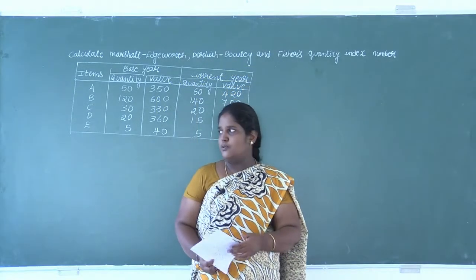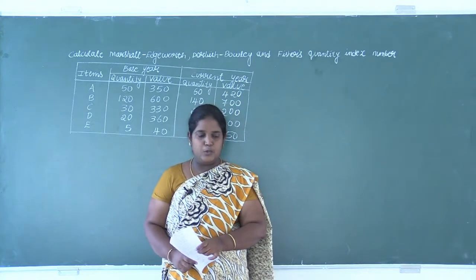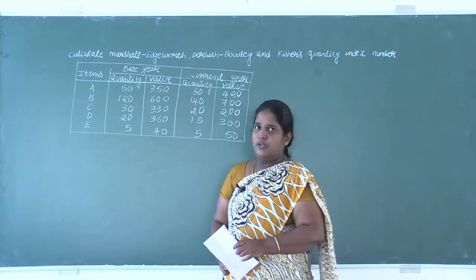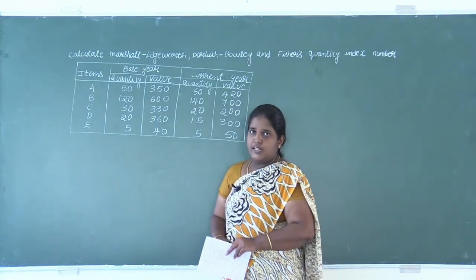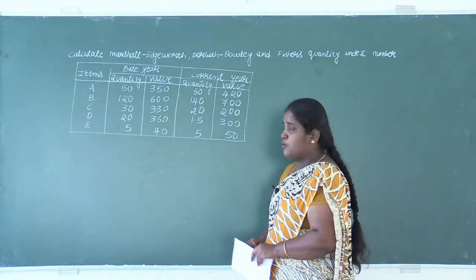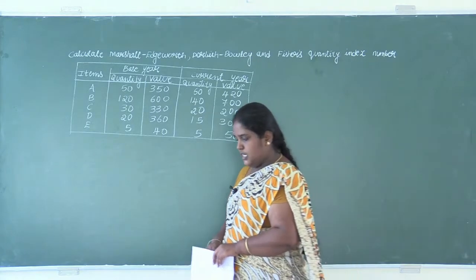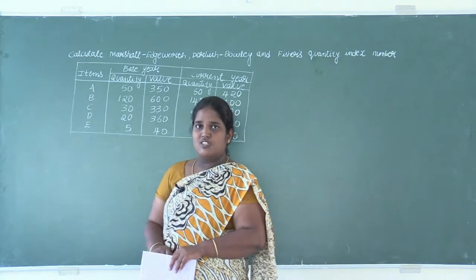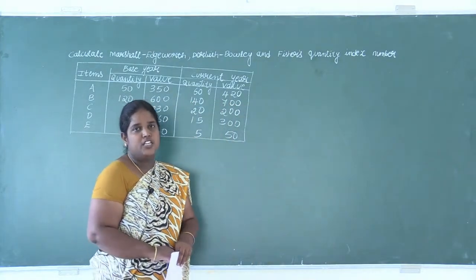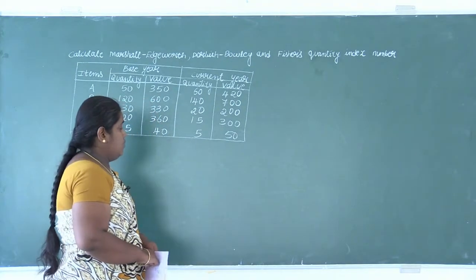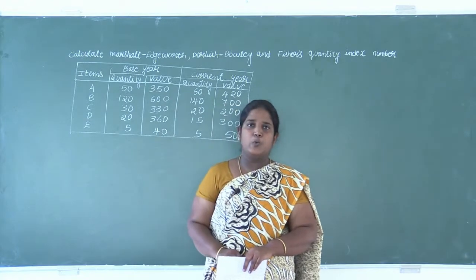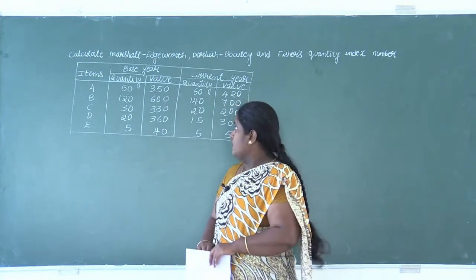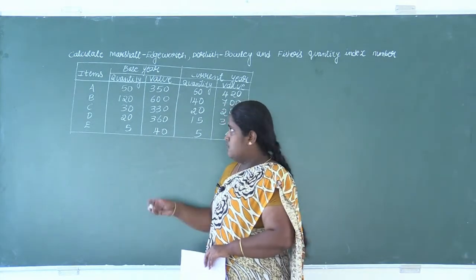Good morning students. In the previous class we were studying the quantity index number. Today again we'll continue with the same problem. So here the question is: calculate Marshall-Edgeworth, Dorbish-Bowley and Fisher's quantity index number. Since there are three methods asked, it will be a 10 marks problem. And see what is given. Items are given up to E, then base year quantity and value, current year quantity and value.